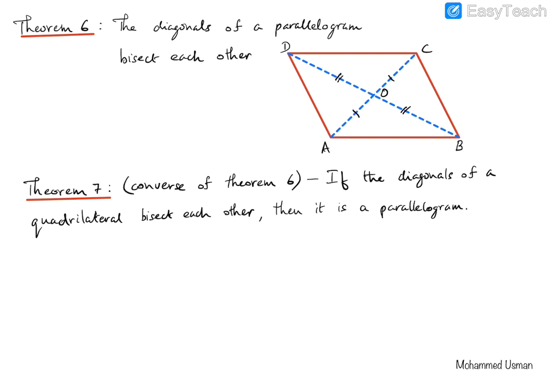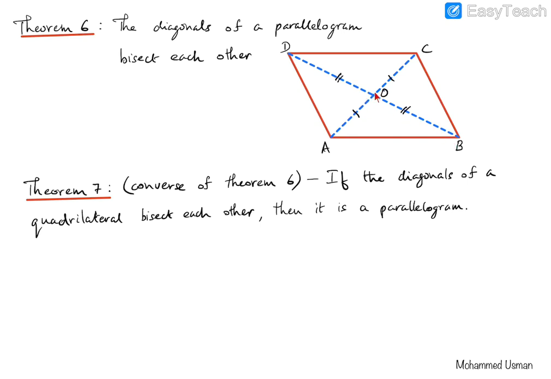The next property of a parallelogram is that when we draw both the diagonals of the parallelogram, they bisect each other. That means the point of intersection of the two diagonals divides the two diagonals into two equal parts. So if we draw the diagonal AC and the diagonal BD, they both intersect at the point O, and if this quadrilateral is a parallelogram, then OA will be equal to OC and OD will be equal to OB. The equal lengths are marked with a single dash and double dash respectively.